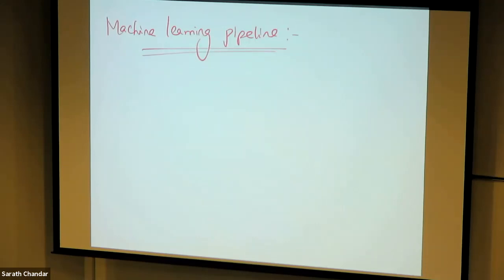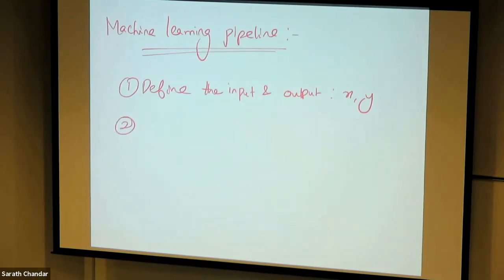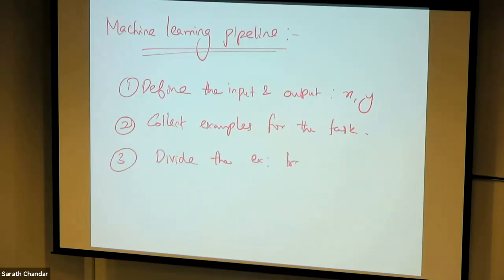So normally, for any problem that you are going to face, the first step is to define the input and output, X and Y. You need clear input to the system and output to the system. Then you're going to collect examples to solve this task. So collect examples for the task. Then you're going to divide the examples into train, valid, and test set.